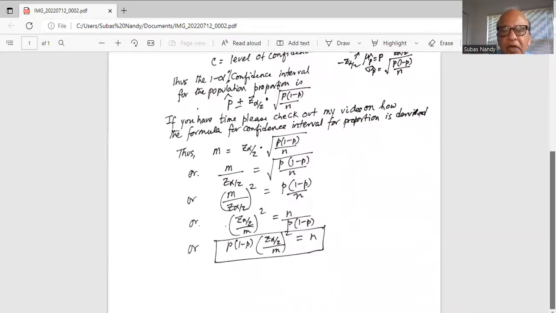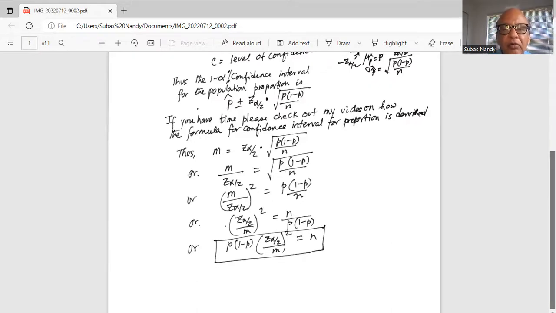Now we will multiply by P times 1 minus P on both sides. So P times 1 minus P is in the denominator on the right hand side of the equal to sign. We are multiplying that side by P times 1 minus P. So the numerator and denominator P times 1 minus P will cancel, and we will be left with N on the right hand side of the equal to sign. On the left hand side of the equal to sign, we will get P times 1 minus P multiplied by, in parentheses, Z alpha by 2 divided by M squared.